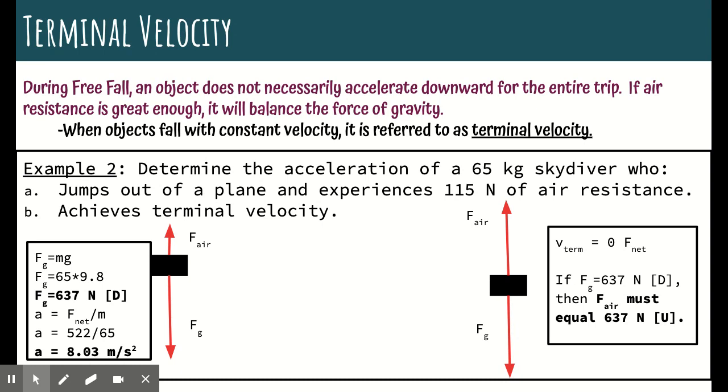So in this example, we're going to determine the acceleration of a 65 kilogram skydiver who first jumps out of the plane and experiences 115 newtons of air resistance, and then B, what are those values when he achieves terminal velocity?